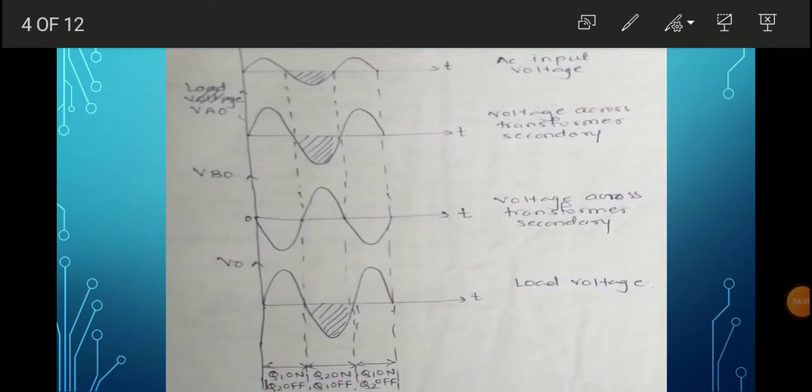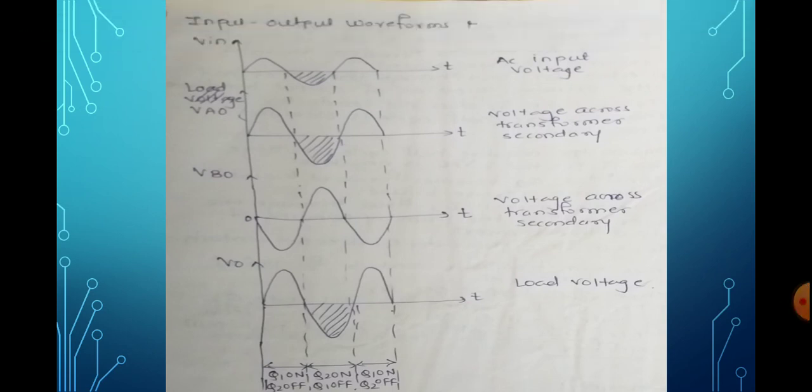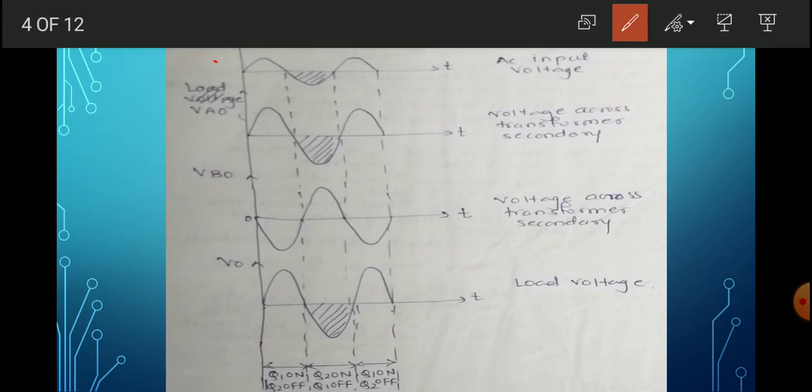Now let us look at the input and output waveforms. This is Vin, your input waveform. This is the voltage across the transformer. So VAO, you can see only one half cycle will be on, then this is VBO, and this is your total VO. So Q1 is on and Q2 is off, then Q2 is on and Q1 is off. So at a time only a half cycle is conducted.